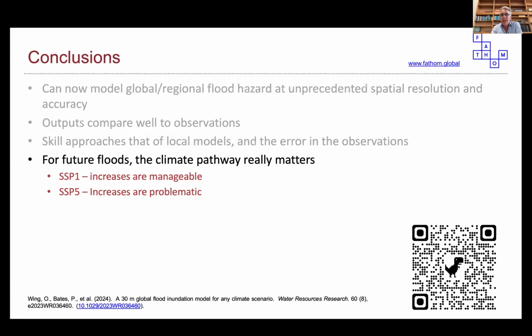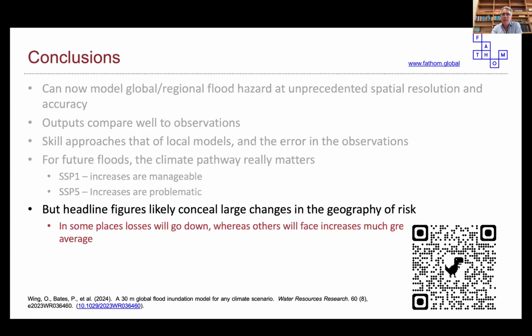For future flooding, the climate pathway really matters. And these headline figures conceal large changes in the geography of risk. In some places losses go down, others will face much greater than average increases.